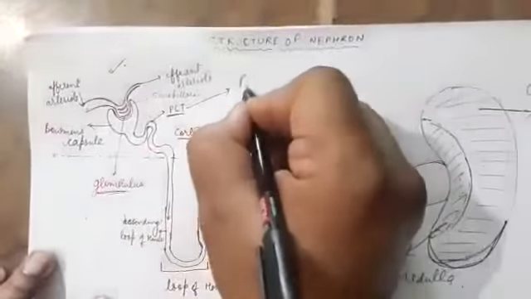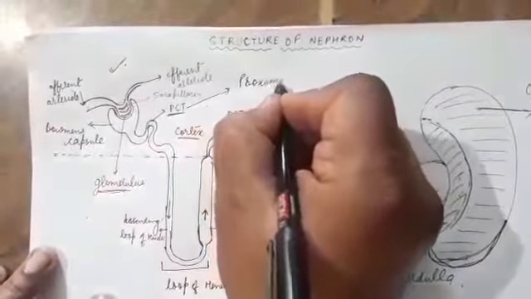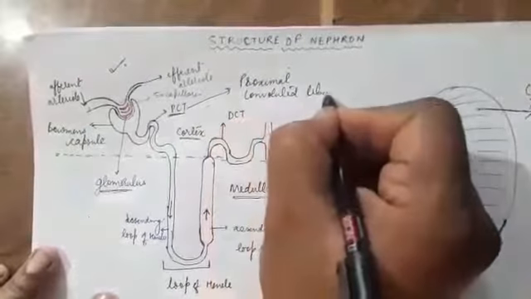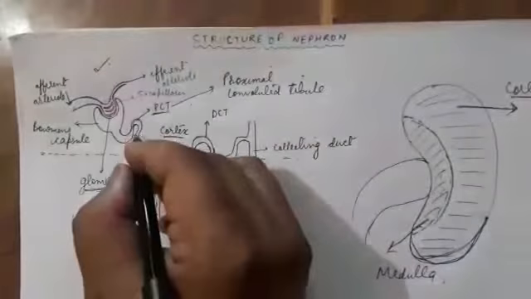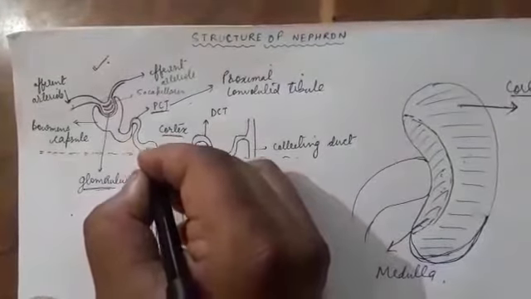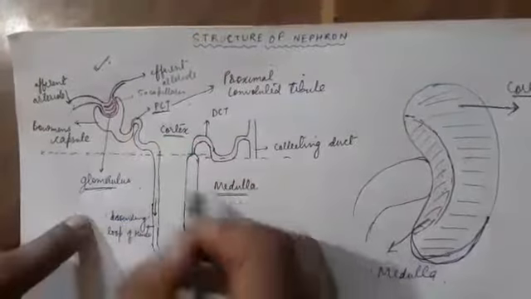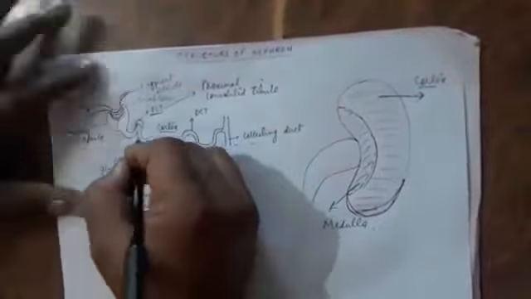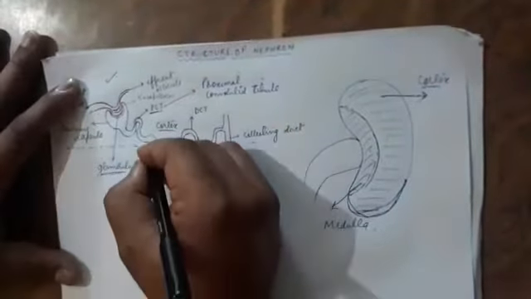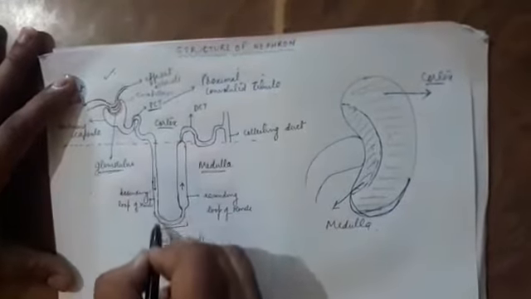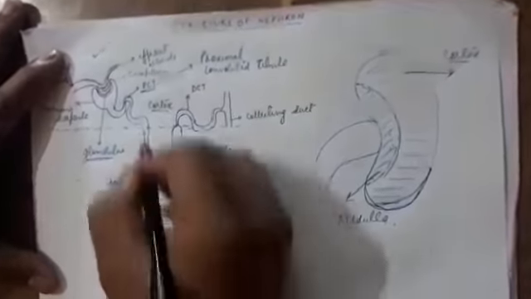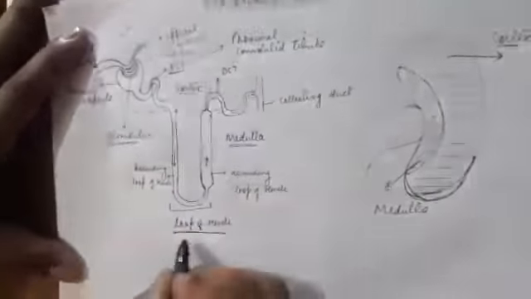What is it called? Proximal convoluted tubule. Okay, now moving ahead, this pipe like structure will come down into the medulla region. This part is in the cortex region. Now this coiled structure is also in the cortex region. When this pipe extends more down, it forms a U-shaped structure which is called loop of Henle. This U-shaped structure is called loop of Henle.